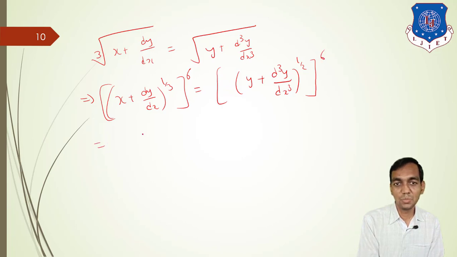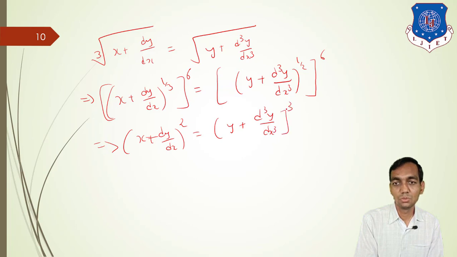So if you are going to simplify this, then you will have (x + dy/dx)^2 equal to (y + d³y/dx³)^3. Now, what is the highest order derivative? That is the third order derivative. So if you are writing the order of the differential equation, then it will be 3.